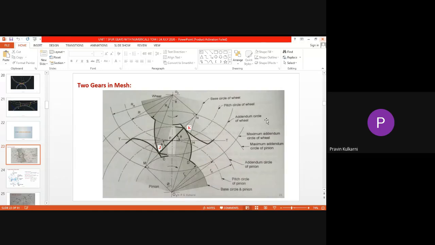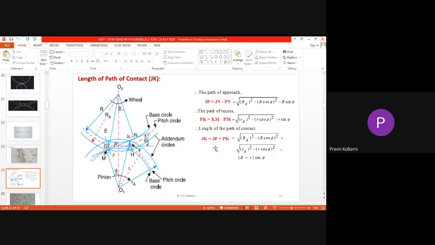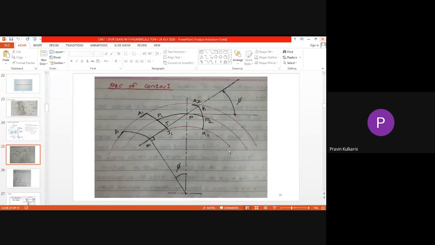This we have already seen. If a short numerical is asked, then you have to remember this formula: path of approach plus path of recess. Once you get JK, arc of contact will be JK upon cos of pressure angle. Arc of contact is measured along the pitch circle. So arc of contact is equal to P1P2, which is JK upon cos of pressure angle.